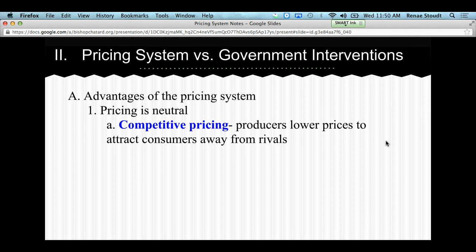All right, competitive pricing. Producers lower the prices to attract consumers away from rivals. Oftentimes this will happen when we'll talk about market structures and degrees of competition when we get to Chapter 7. What you will find is that producers will oftentimes try and lure you away. This is why, for example, Pepsi and Coke oftentimes have sales at opposite times. So you'll see at the grocery store, Pepsi's on sale this week. Coke will be on sale next week. Okay? They're trying to get your attention.